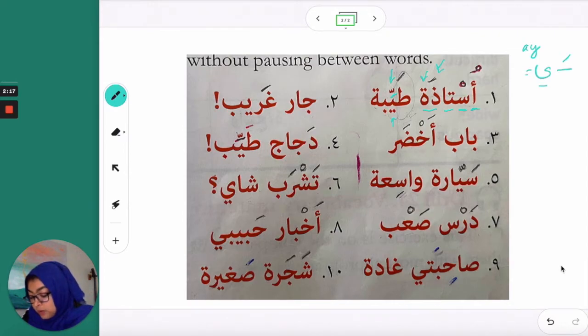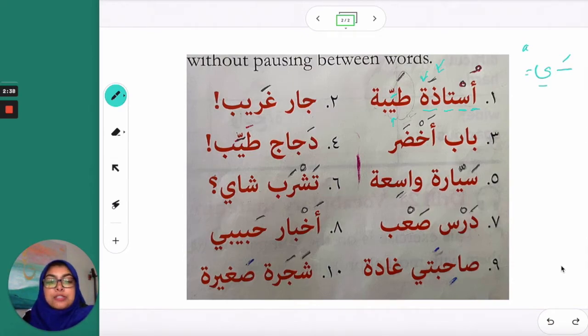Tayyi. And what happens to the letter ba? The next letter is ta marbuta, so it has to be pronounced with a fatha. طيبة. So now we have أستاذة طيبة. أستاذة طيبة. This is a phrase because you have a noun and it's followed by an adjective.